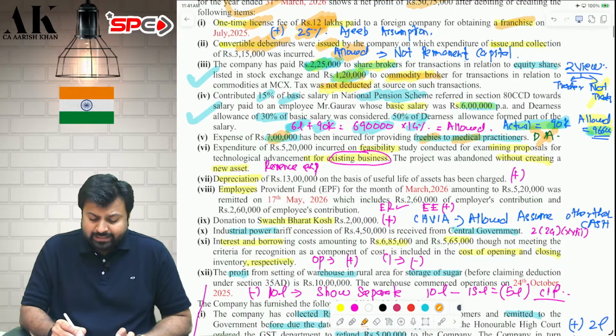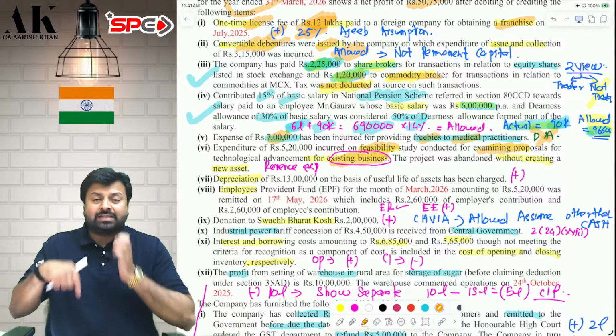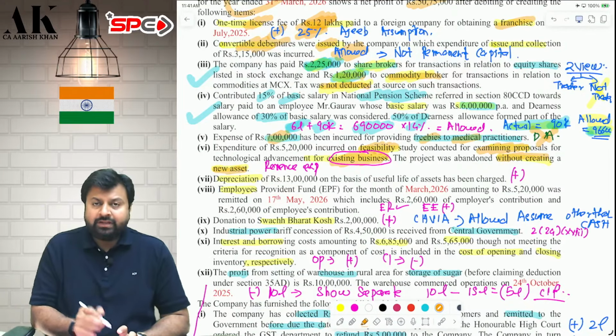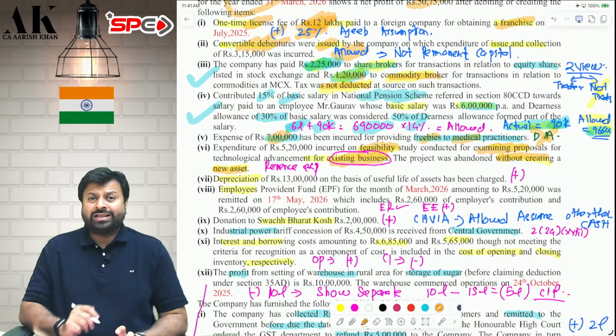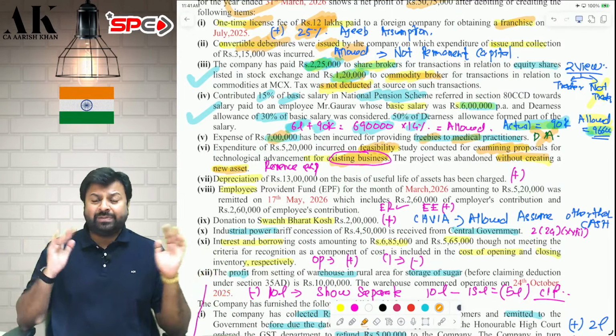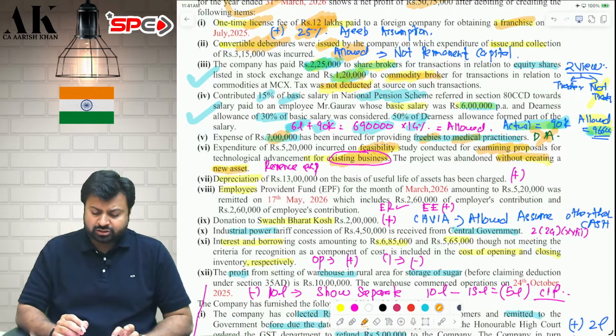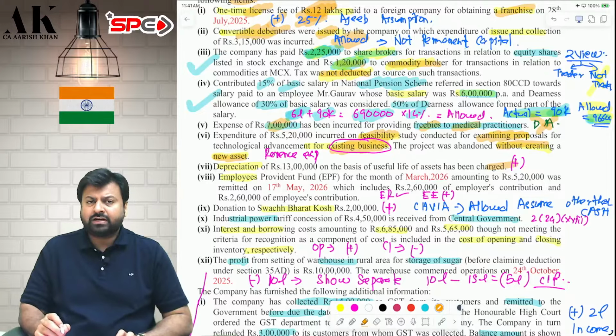Next, you are incurring some 5,20,000 rupees on feasibility study on examining proposals for technological advancement of existing business. Existing business we are doing, then it is allowed, even though there is no asset which is created. If asset would have been created, we would have capitalized to the asset, but asset is not created and the expenditure is done for technological advancement of existing business. Therefore, it should be allowed as a deduction. Next, depreciation as per books of accounts will be added back.